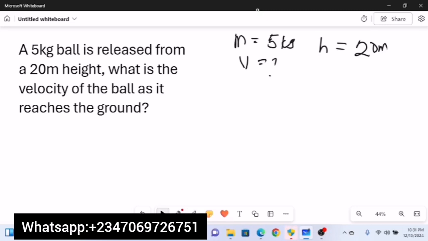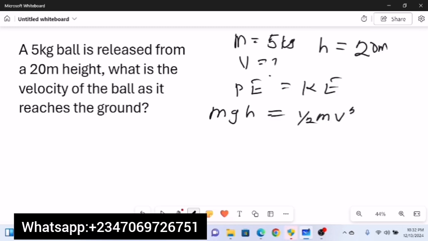So in the case of this question, an object is released from a 20 meters height. When the object is at height, the energy it possesses is what? Potential energy. But when released, this potential energy turns into what? Kinetic energy. Now, what is the formula of potential energy? Remember, mass times gravity times height. So this is equal to, what's the formula for kinetic energy? Remember, 1 all over 2 times mass times v squared.